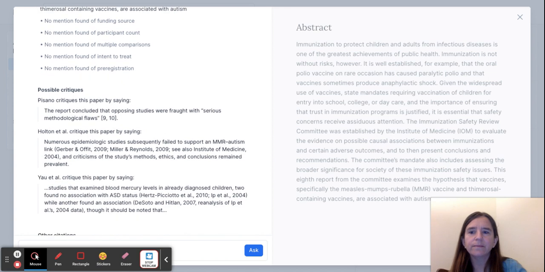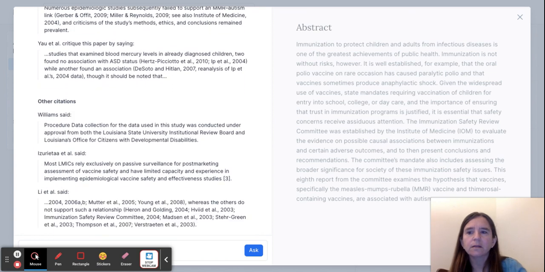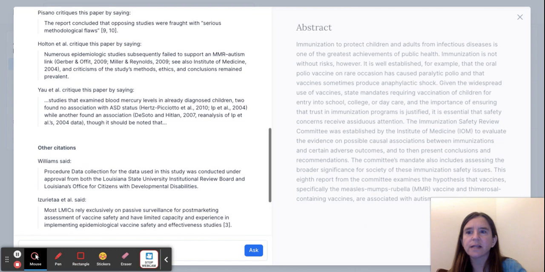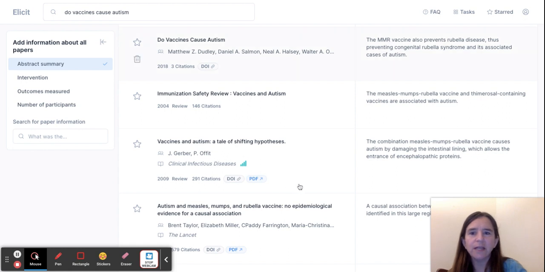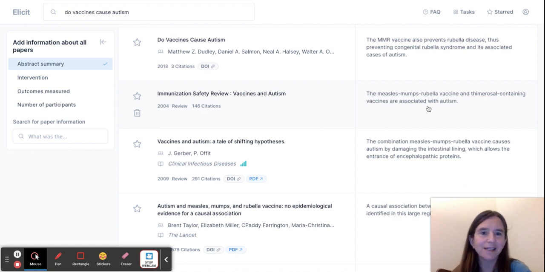Now, it's nice that Elicit shows us citations, critiques of this particular paper. Let's see if it actually gives us the PDF, though. This one does not have the PDF. Many of them do. So we can't go in and see if later, beyond the abstract, there is some argument that there's an association. But right away, this one-sentence version is not the key.